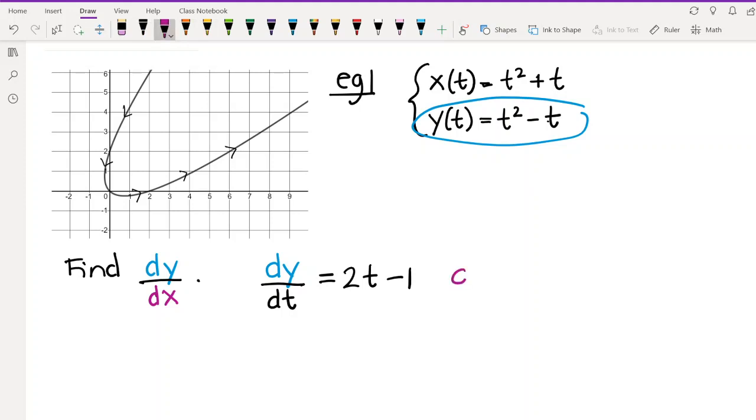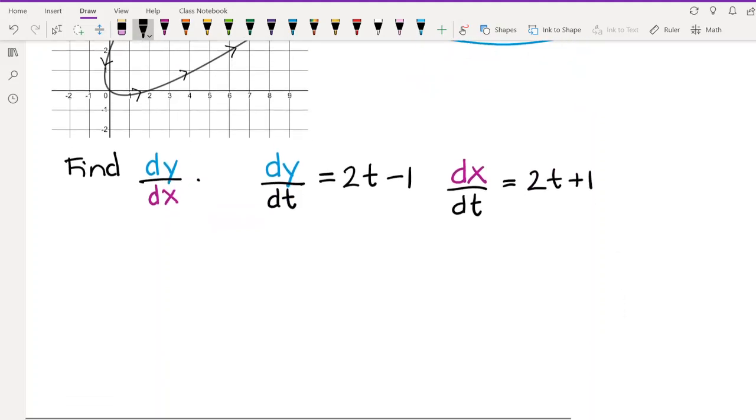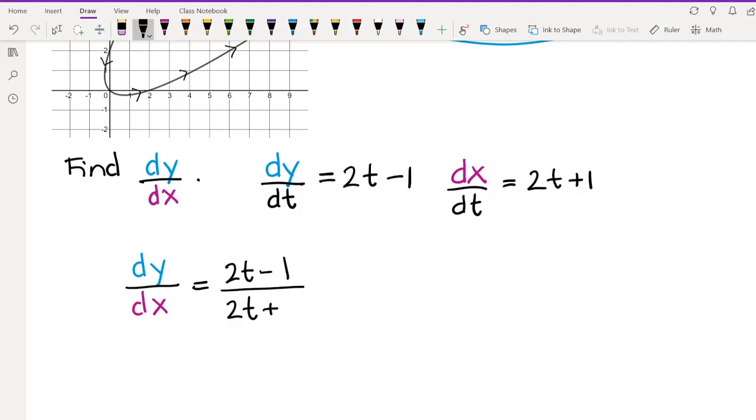And then what is dx dt? Well, that's going to be equal to 2t plus 1. And so that tells us that dy dx is just equal to 2t minus 1 over 2t plus 1. And that's it. In some cases, there will be some simplification you can do with the numerator and denominator. In this case, there isn't. So that's it. You're done. That's the derivative, or that's the slope of the tangent line.